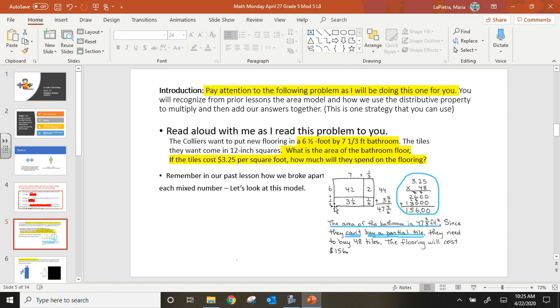Then you have 1/2 times 7. 1/2 times 7 is 3 1/2. You would say 1 over 2 times 7 over 1, 7 over 2, and then you need to divide that, and you get 3 1/2.